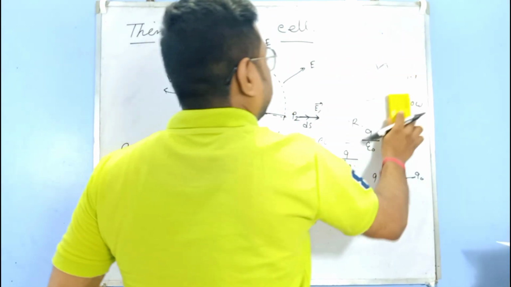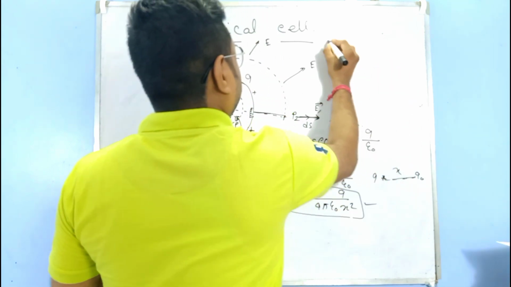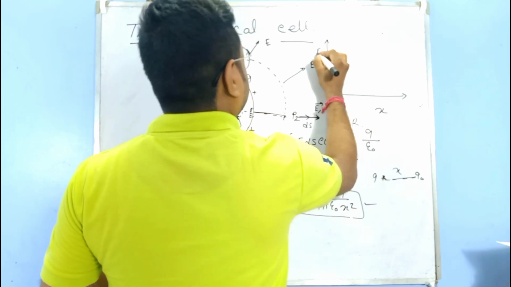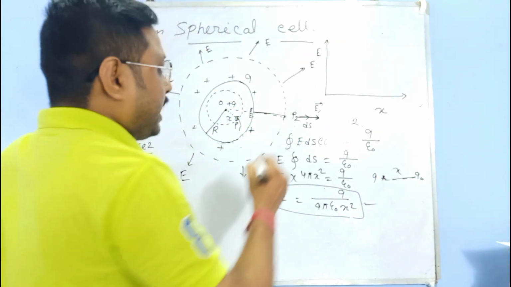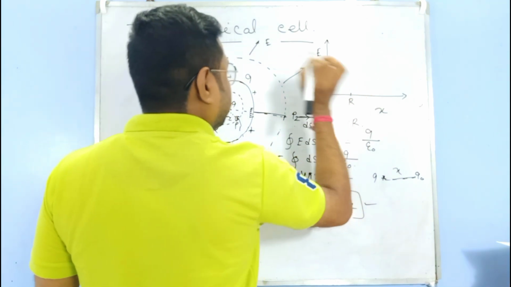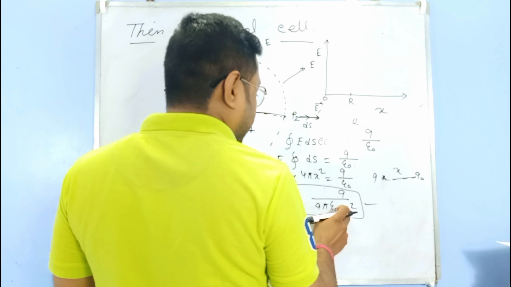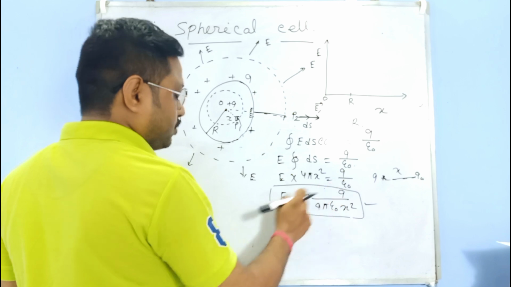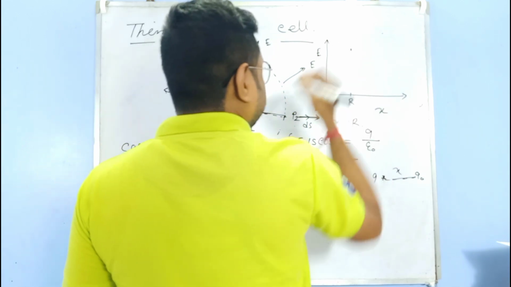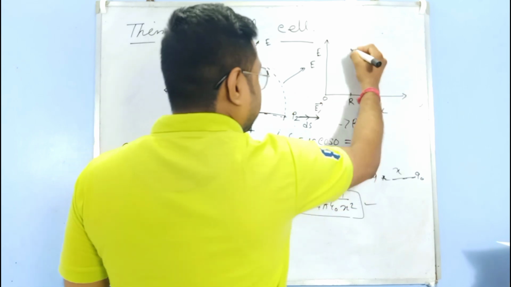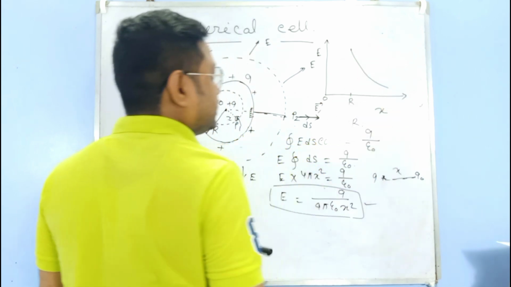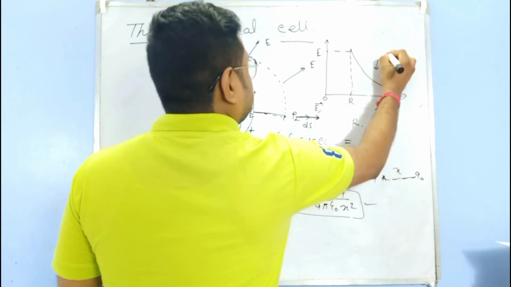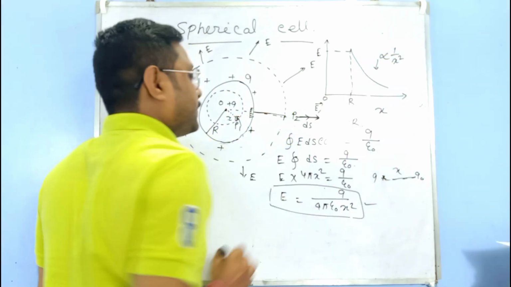So if we draw the E versus x curve, this is the distance x, and the variation of E is taken along the y axis. From 0 to R distance the electric field is 0, and at x equal to R, E equals q divided by 4 pi epsilon naught R square. At x equal to R the electric field is maximum, and then it decreases with x square. So the graph will look like this. This is the maximum electric field, then it decreases inversely as 1 by x square.